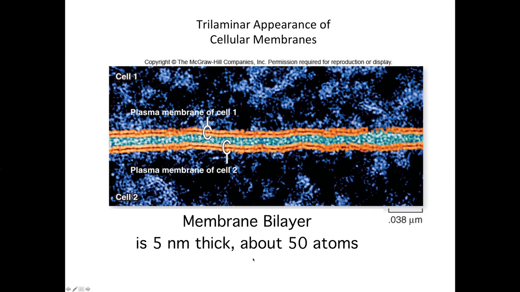When the TEM, the transmission electron micrograph, was discovered, they did lots and lots of sectioning to look at many different parts of the cells. And they saw that if you have two adjacent cells next to each other, you can see these structures that look like railroad tracks. And it turns out to be the plasma membrane of one cell compared to the other cell. Each membrane bilayer is about 5 nanometers thick, which is about 50 atoms across. You don't have to memorize these dimensions, but they will come back when we talk about membrane structures.